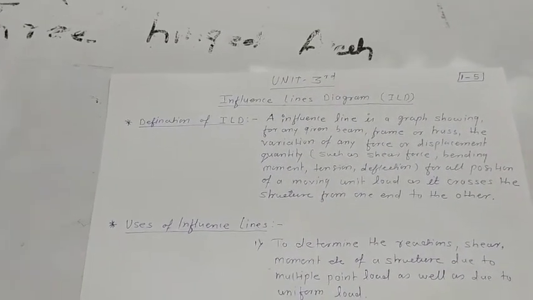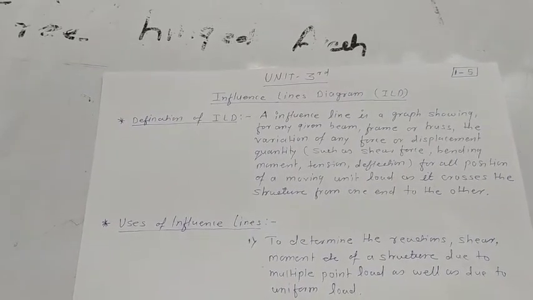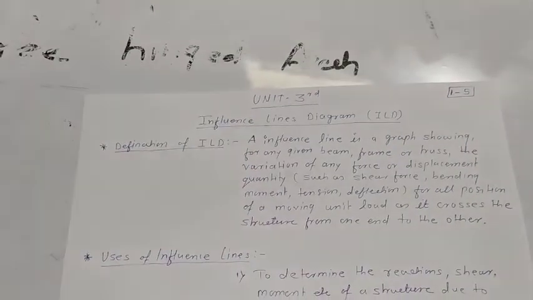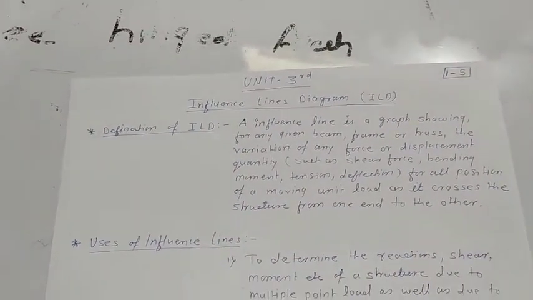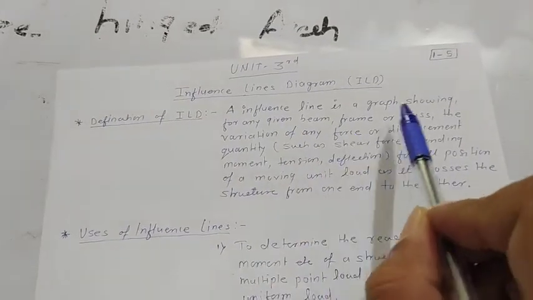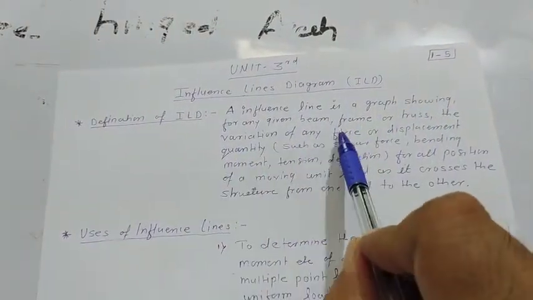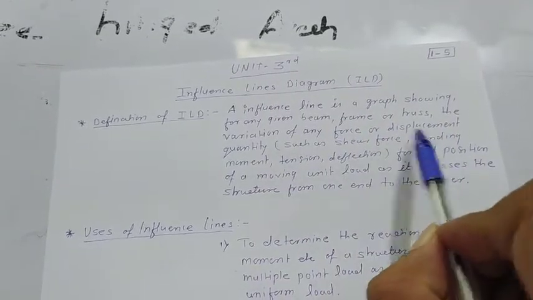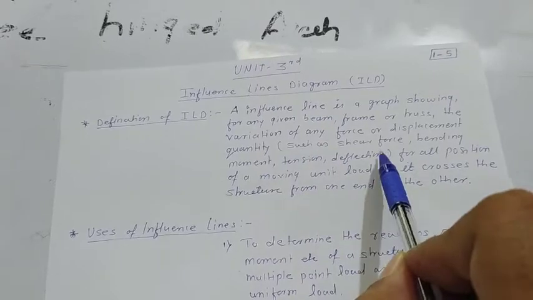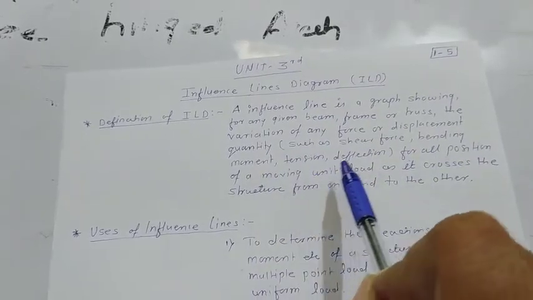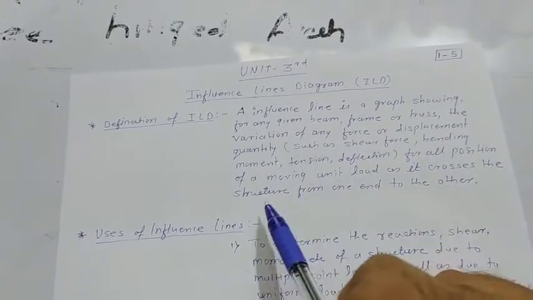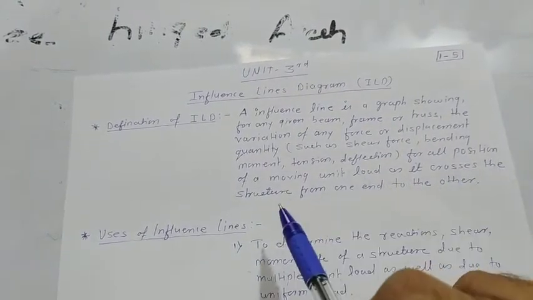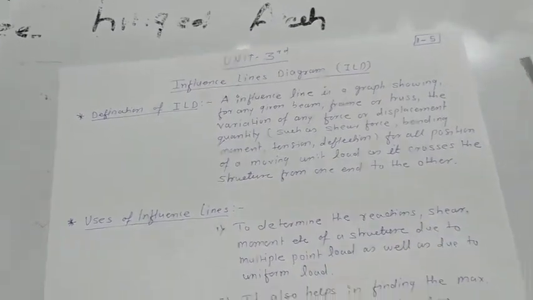Today we are going to discuss the third unit, that is influence line diagram. So let us understand the definition of ILD. An influence line is a graph showing, for any given beam, frame or truss, the variation of any force or displacement quantity such as shear force, bending moment, tension, deflection for all positions of a moving unit load as it crosses the structure from one end to the other.